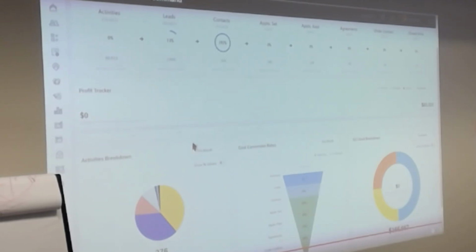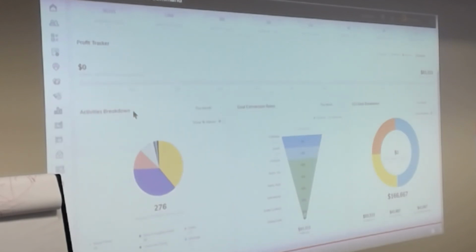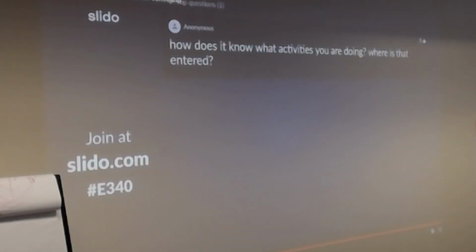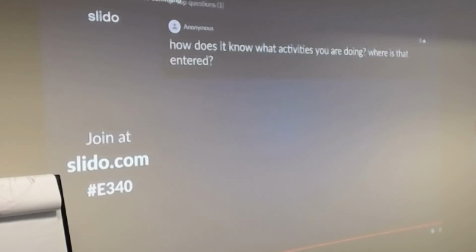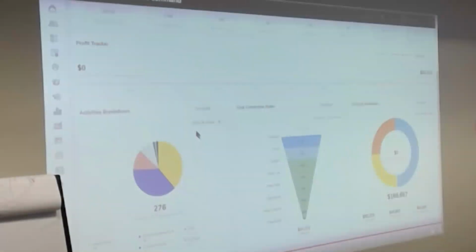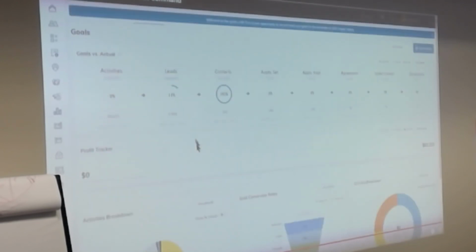Sure. So here we'll have the activities breakdown, and this correlates with a question that Anonymous asked us. How does it know what activities you're doing? Where is that entered? So these would be the activities that are broken down from your contact record. Anything that you want to track, you'll always want to add as an activity on your contact record, so that way it will appear in the percentages of your goals for that activity.